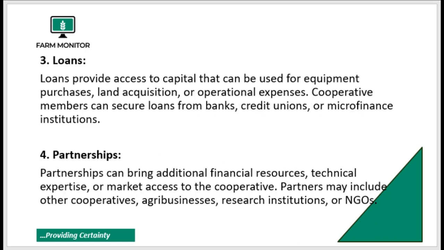A third source of funding for cooperatives is loans. Loans provide access to capital that can be used for equipment purchases, land acquisition, or operational expenses. Cooperative members can secure loans from banks, credit unions, or microfinance institutions. This can be effectively managed by carefully assessing the cooperative's capacity to service loans.